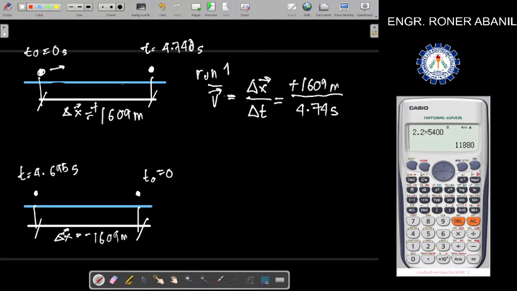Velocity pa lang pala to, hindi pa average. So dito may lalabas. Gamitin natin yung calculator. 1609 divided by 4.74. So lumabas dito is 339.5, magiging meters per second.